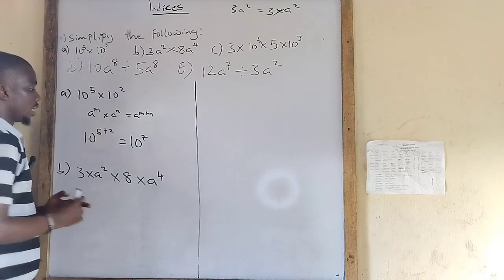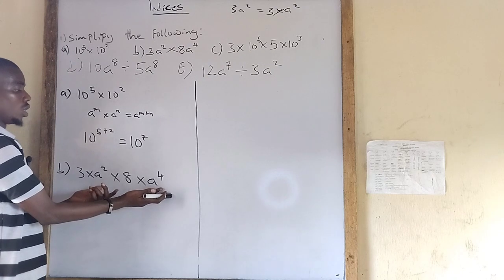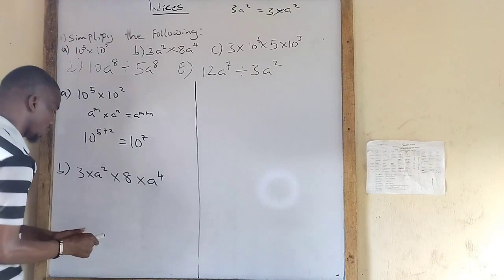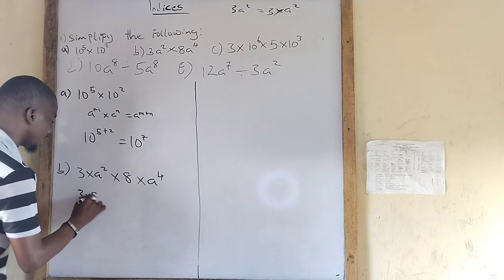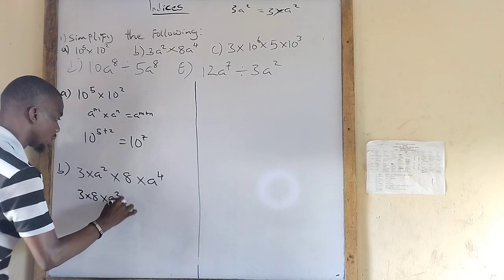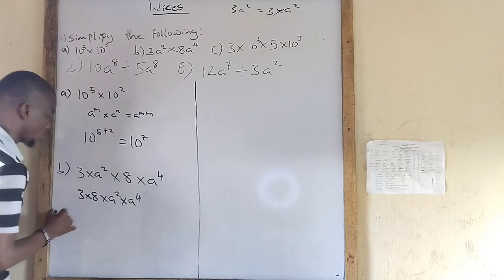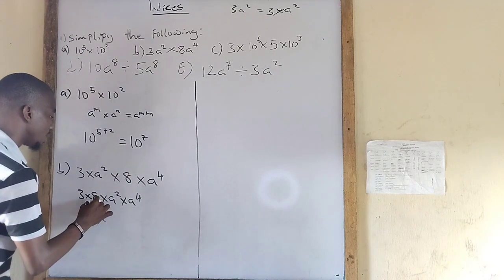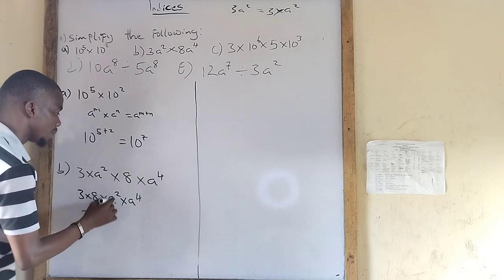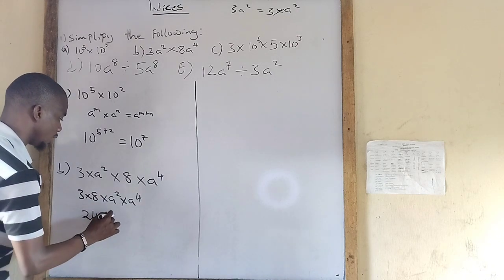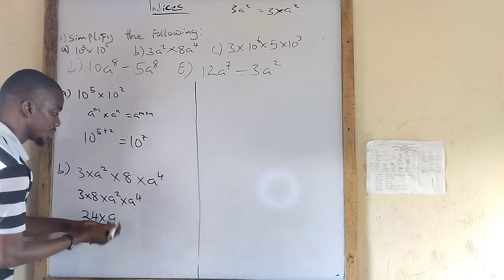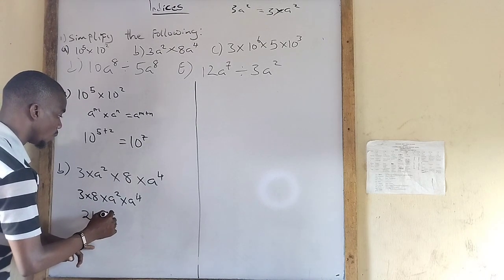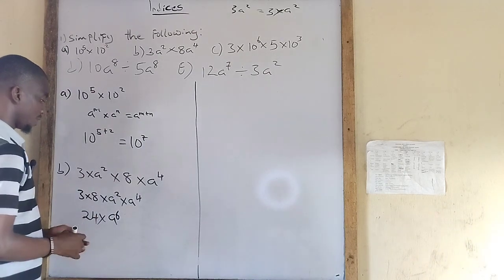Now we have split the variable from the coefficient, so we bring the numbers to one side and take the variables to one side, so that we have 3 times 8 times a raised to the power of 2 times a raised to the power of 4. 3 times 8 is 24, and a raised to the power of 2 times a raised to the power of 4, you take it to a single base, remember, and add the powers, is equal to a raised to the power of 6.